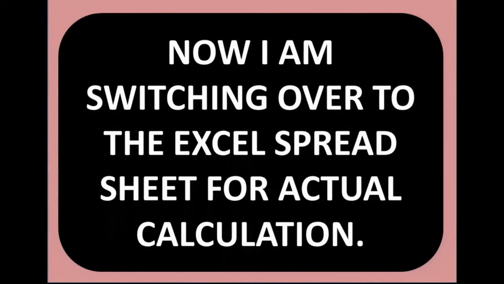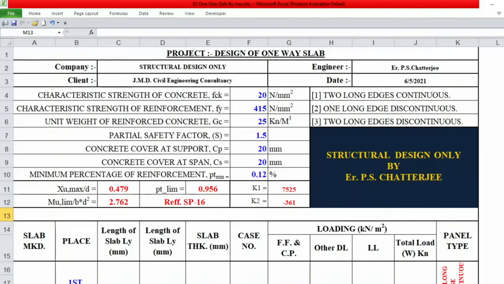Now I am switching over to the Excel spreadsheet for the actual calculation. Welcome to my Excel spreadsheet. This is design of one-way slab. Now the parameters are: FCK, characteristic strength of concrete, FCK is equal to 20 Newton per millimeter square. Name of this cell is FCK.